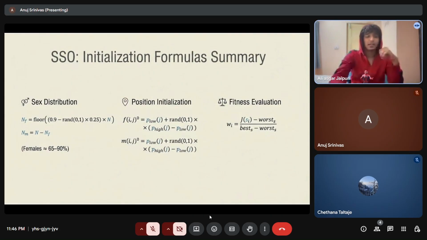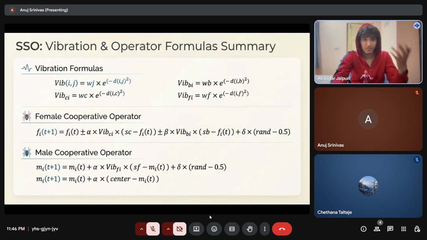The next slide is enhancing the things which we discussed in the previous slide, which is the vibration and operator formulas. Here we see the mathematical formulas. Vibration intensity decreases with distance, meaning closer spiders feel stronger signals. The female cooperative operator formula specifies how females move based on vibrations from the best female, best male, or global best spiders. The male cooperative operator formula similarly defines how dominant and non-dominant males move.